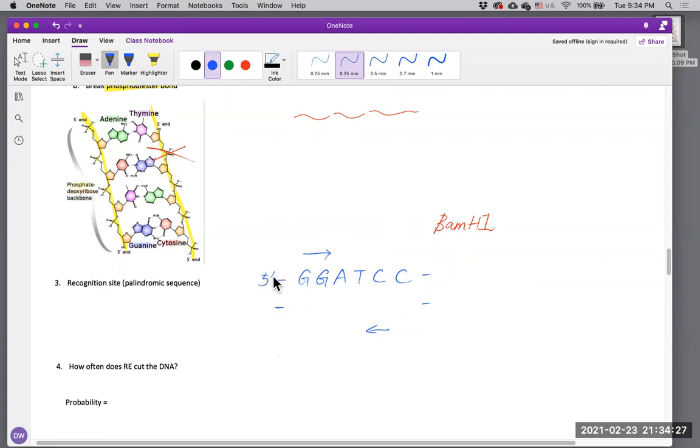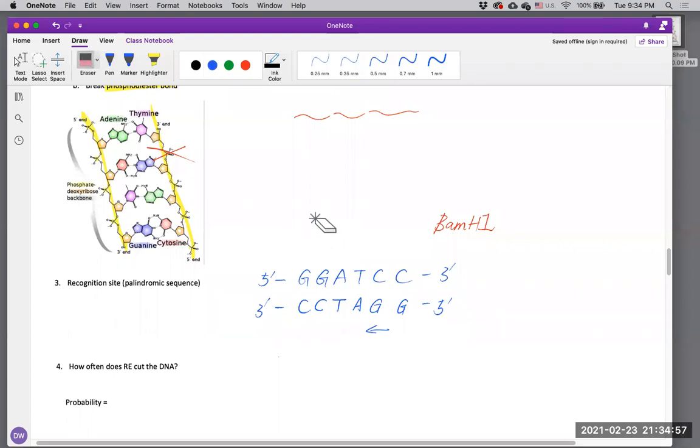So the top strand runs from 5 to 3. The bottom strand should run from 5 to 3 in this direction. So here, opposite to C, we should have a G, right? And then G, and then A, T, C, C. So when you read the sequence from the top from 5 to 3, it's G, G, A, T, C, C. When you do this to the bottom strand, it's G, G, A, T, C, C as well. So this is called a palindrome sequence.